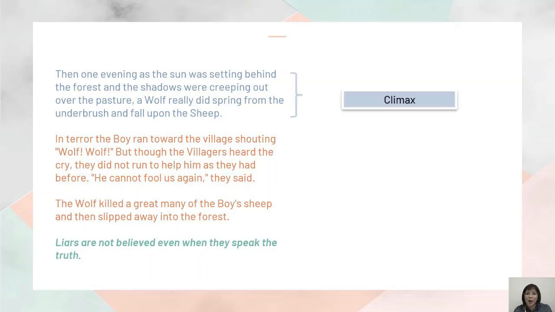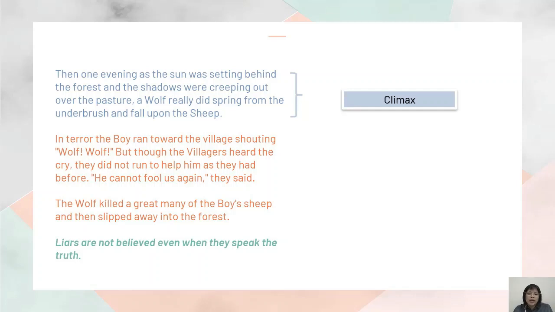Now this is what we call climax, because the main problem has risen. In this story, the climax is where the wolf really comes and attacks the sheep flock.